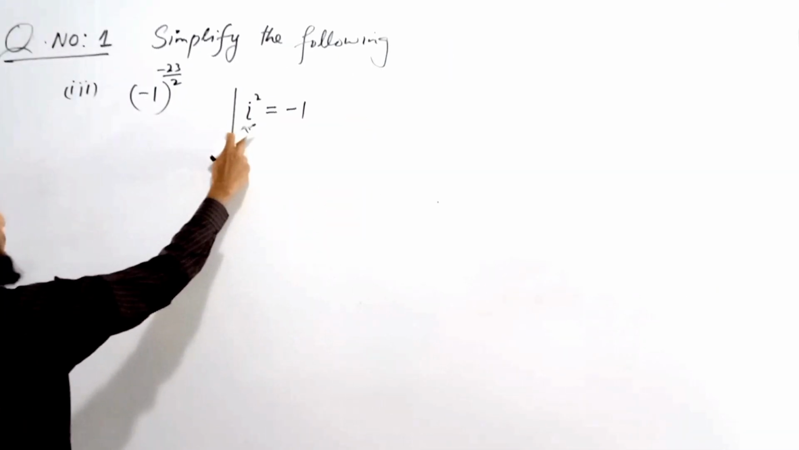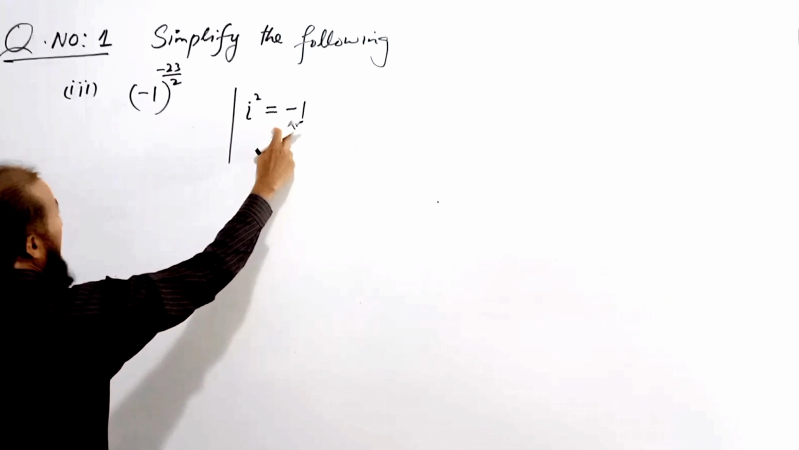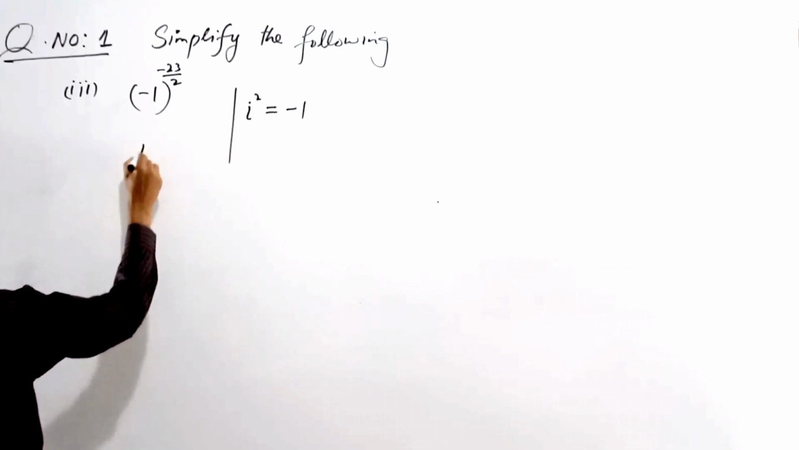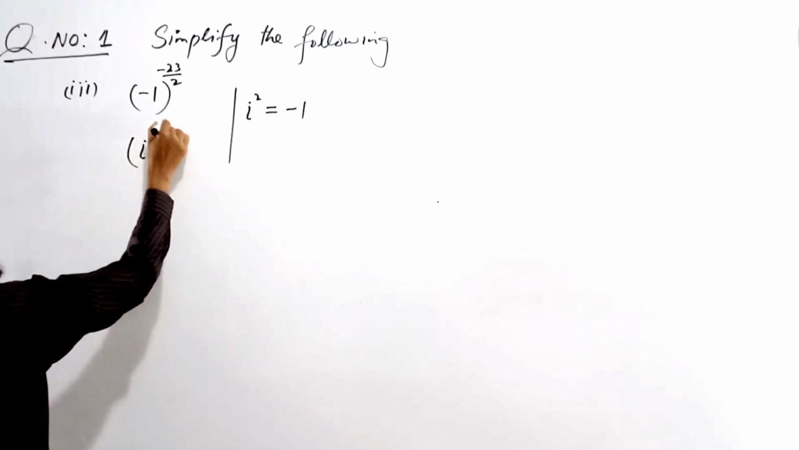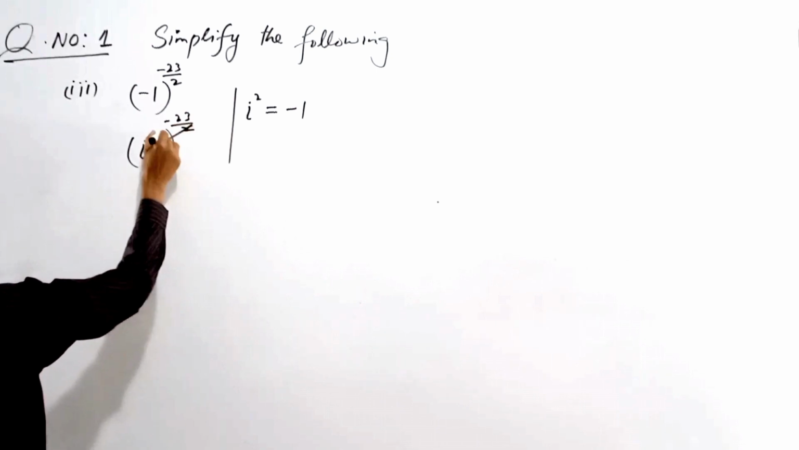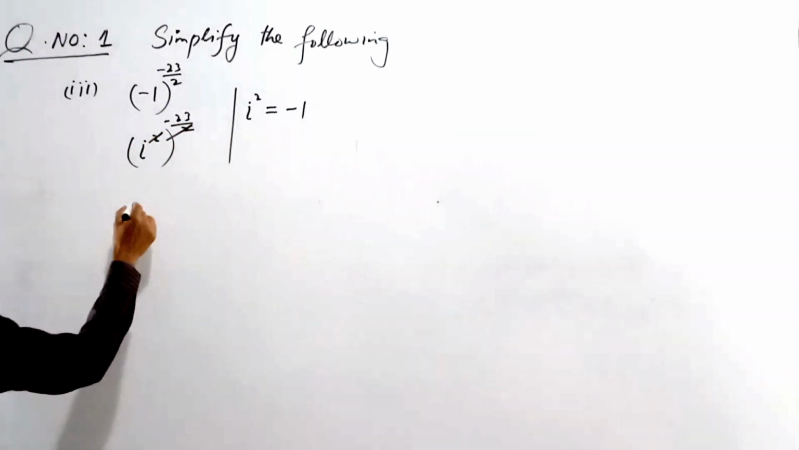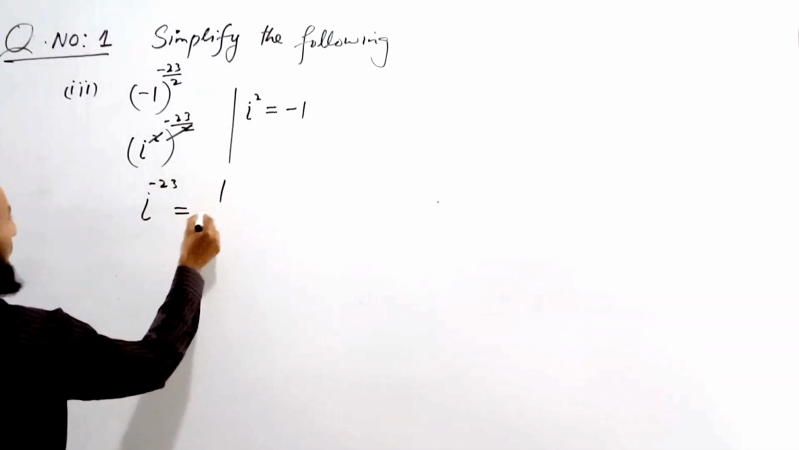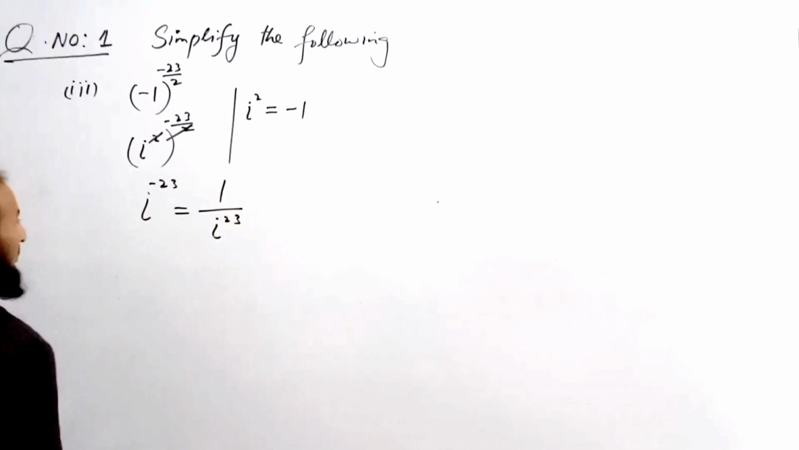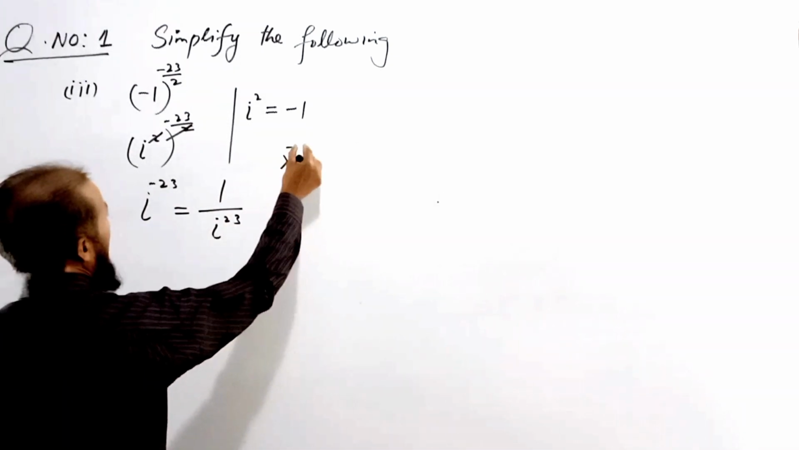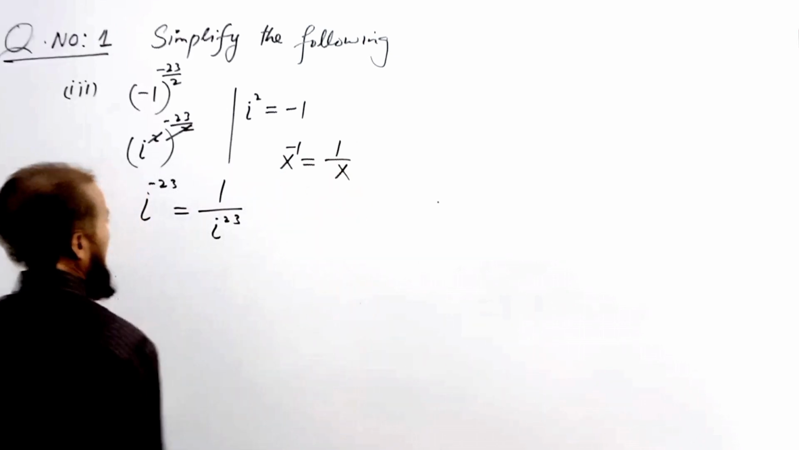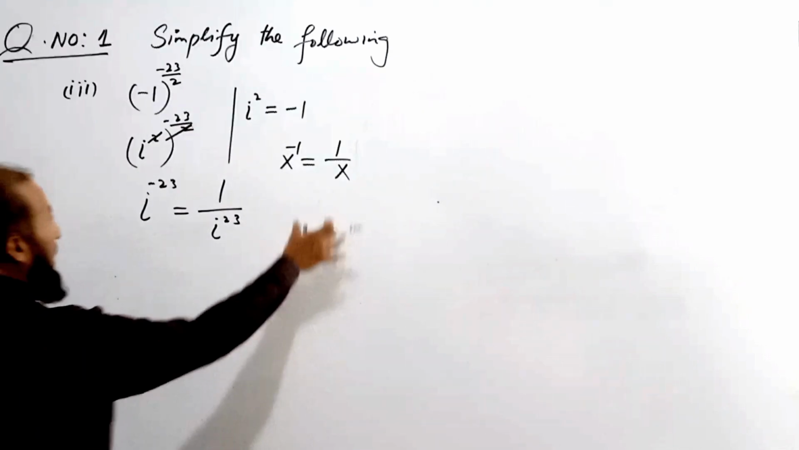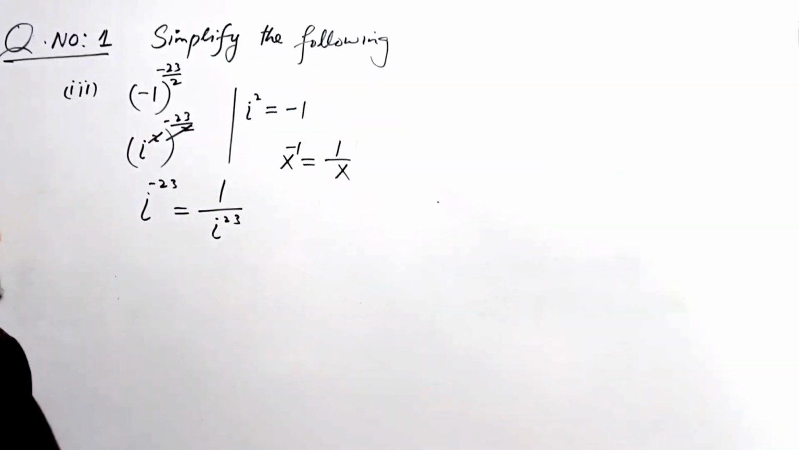In place of -1 we put iota square. Iota square minus 23 over 2, both cancel, so the term is reduced to -23. Now we can write this term as 1 by x, according to the rule x power -1 equals 1 by x. So here the power is negative, we change it into positive, according to this formula, our rule.